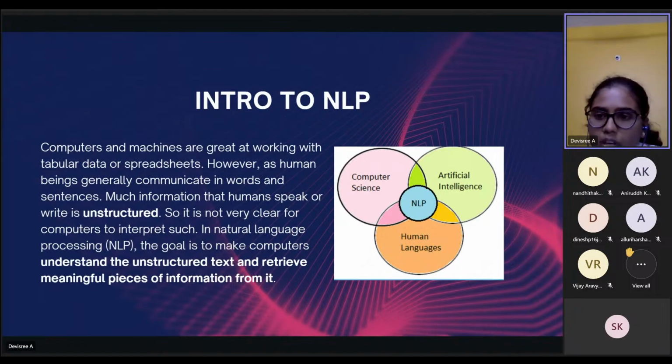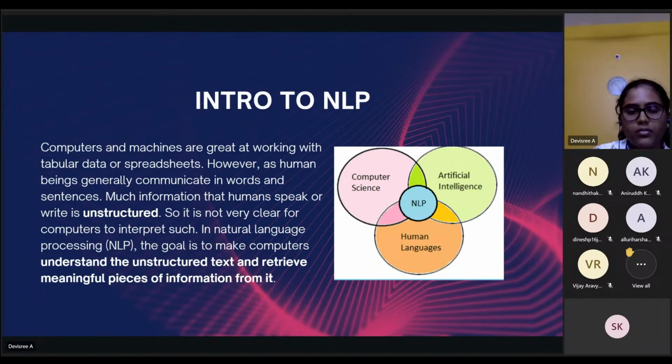Okay, so introduction. Before I explain anything about NLP, take a look at this Venn diagram right here. This is a beautiful representation of what NLP is. It is an intersection of computer science, artificial intelligence, and human languages. Computers as such work with structured data such as tables, spreadsheets, CSV files, whereas we humans communicate in various languages, accents, and tones, which the computers cannot interpret. So the main objective of NLP is to make the computers understand this unstructured text which we input, and retrieve meaningful information out of it.